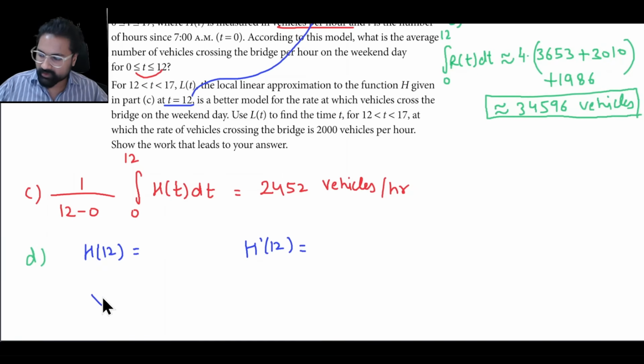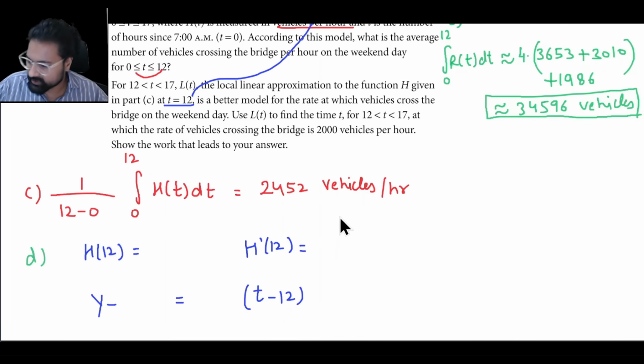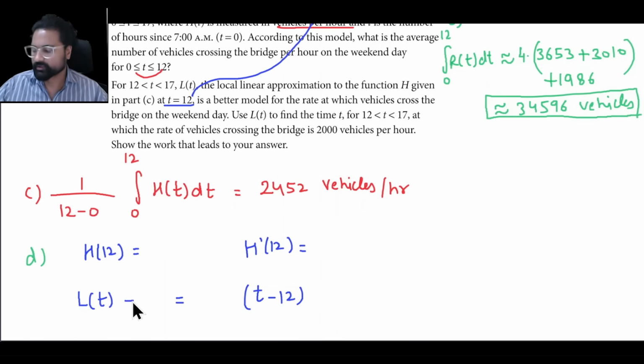So the equation will look like y minus h of 12, whatever will come here, is equal to m, which is this, times x minus 12, right? That's where we are approximating. Of course, you can change the x to t because that's the variable that they are using. So I'm going to say t minus this, and y also you can change to L of t because that's the variable again that they are using. So L of t minus whatever that is.